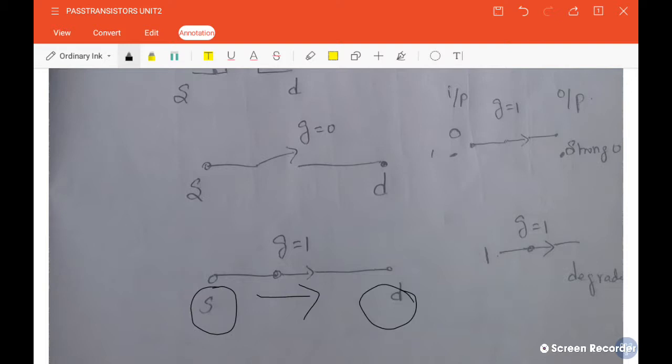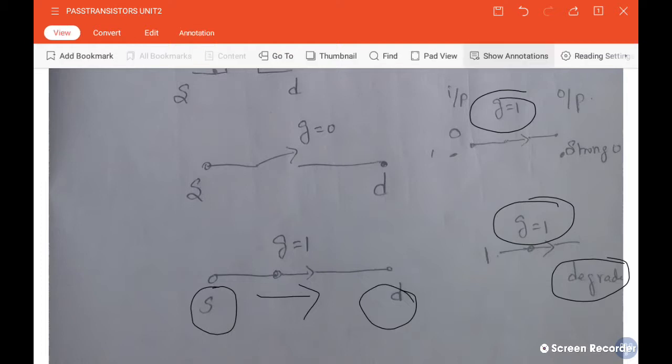When input is 0 and your gate is high, what will be the output? It passes the 0 strongly because this is an NMOS. An NMOS passes a strong 0. Your gate is also high, so under gate high condition, your NMOS is ready to pass the data available at the source. Similarly, when gate is equal to 1 and you have data 1 at the source, your NMOS passes the 1, but in a degraded way. It does not pass the entire 1 voltage level, that means not a full high level.